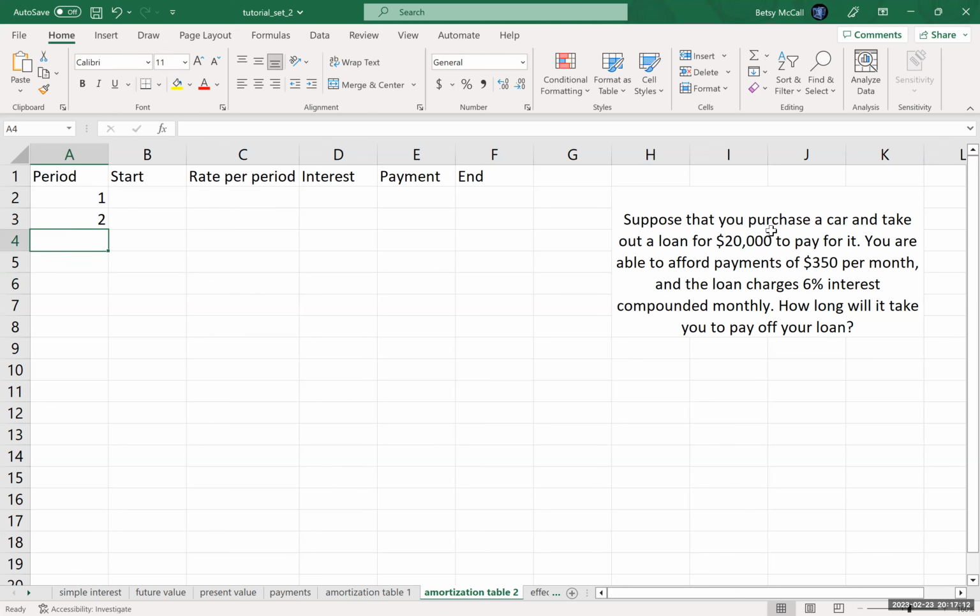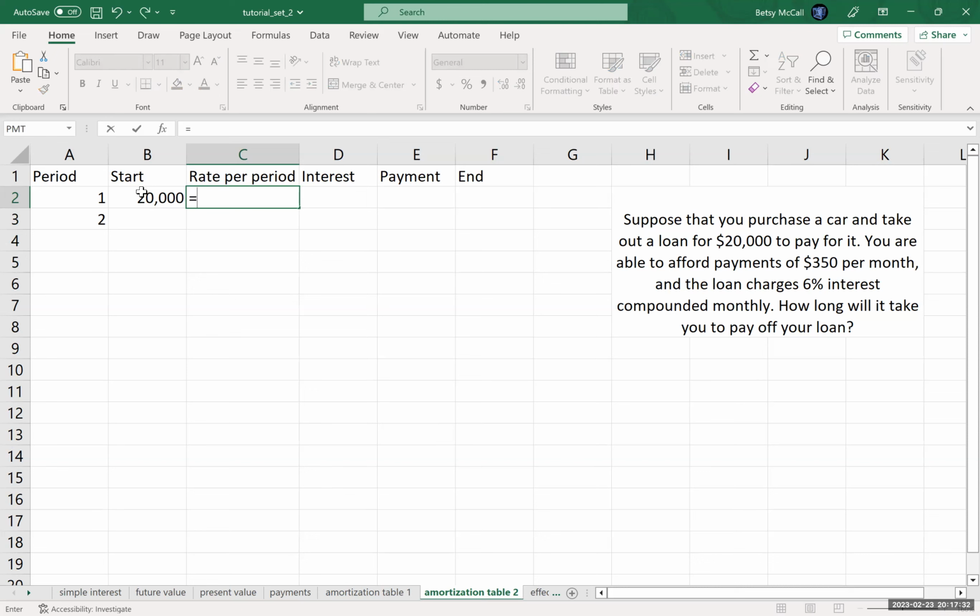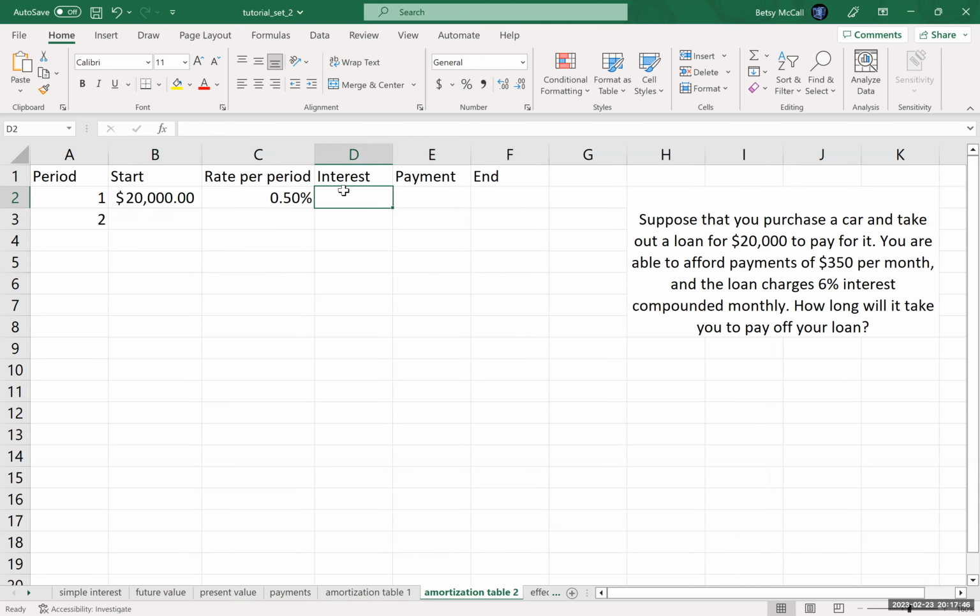My scenario that I'm looking at is that I want to take out a loan for $20,000 to purchase a car. So my starting balance for my loan is $20,000. I'm paying interest on the loan at 6% compounded monthly. So that's going to be 6% divided by 12 for my rate per period. And I can represent that as a percent. My interest earned is going to be my balance times my rate.